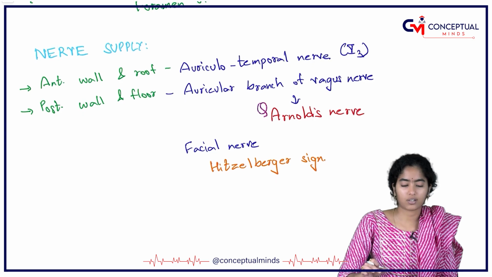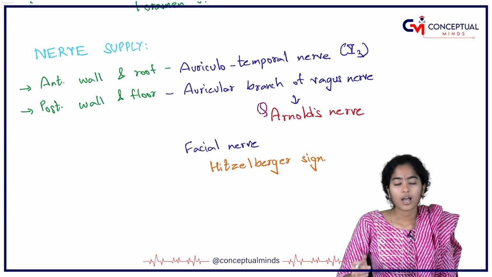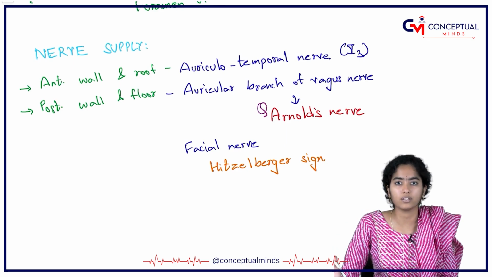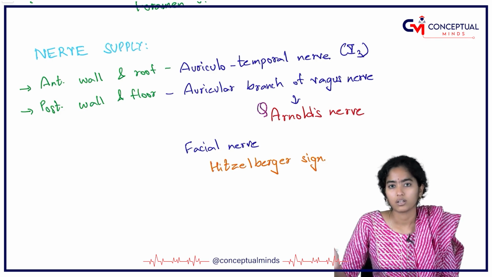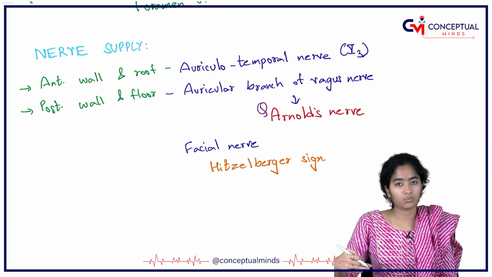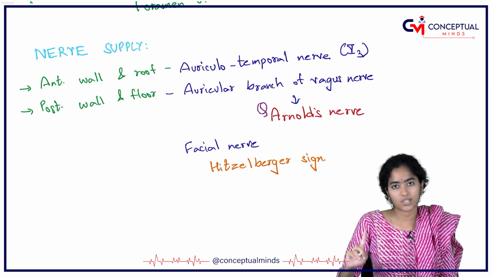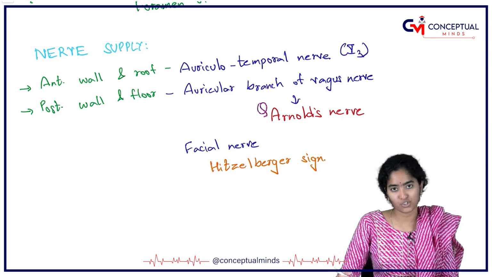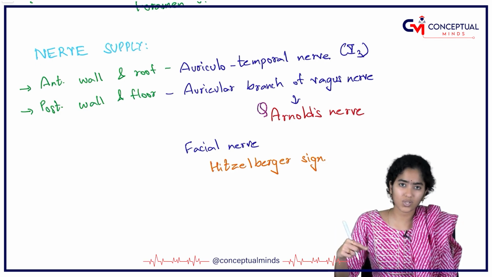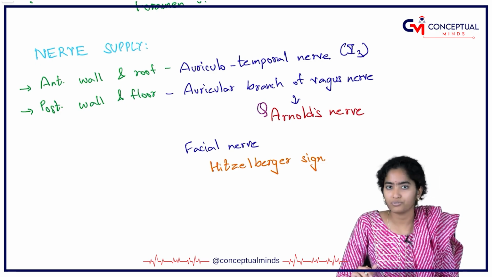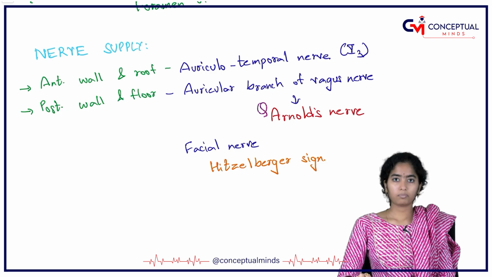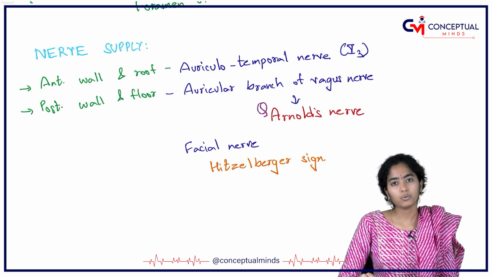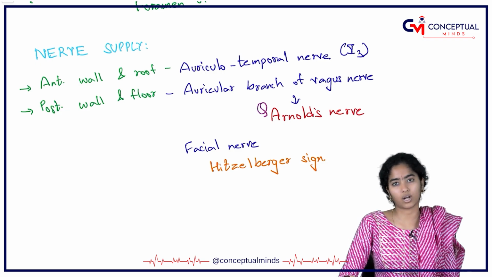And the nerve supply of the external auditory canal or external acoustic meatus: the anterior wall and the floor are supplied by the auriculotemporal nerve, which is a branch of the mandibular nerve of the trigeminal nerve. The posterior wall and floor are supplied by two cranial nerves. One is the vagus, whose branch is called Arnold's nerve, and the second is the facial nerve. The facial nerve also sends its fibers through the auricular branch of the vagus nerve only. So I hope with this, the anatomy of the external auditory canal is very clear, and with this background, we can understand the disorders affecting the external auditory canal.